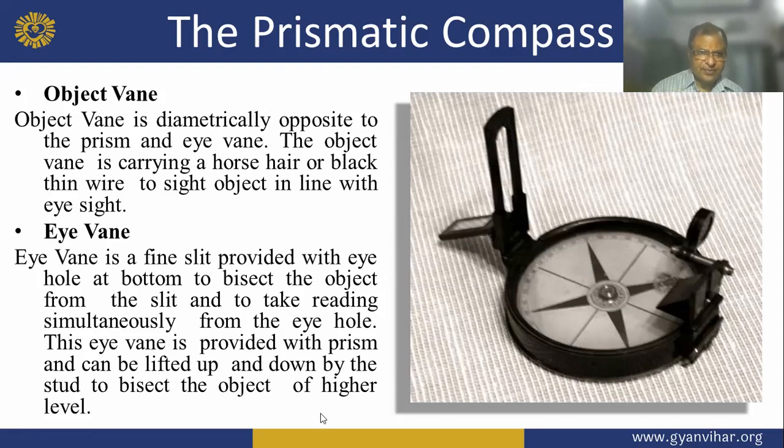Now, the eye vane has a fine slit with a hole in the bottom to observe the object through the slit and take the reading simultaneously from the eye cone. This way, the prism can be lifted and lowered by the slide to bisect objects at a higher level.